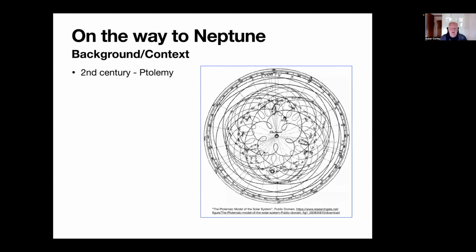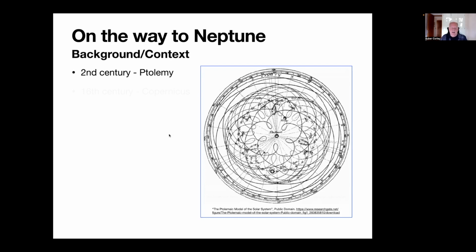In the 2nd century, Ptolemy came up with his geocentric version of what the movement of the planets and the solar system looked like. And they were complicated because with geocentrism in place, the planets don't really behave very well. And they move back and forth occasionally across the night sky.